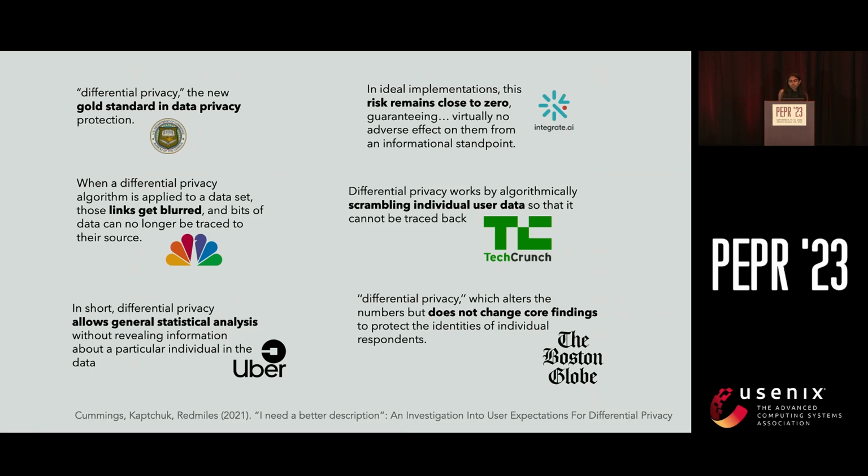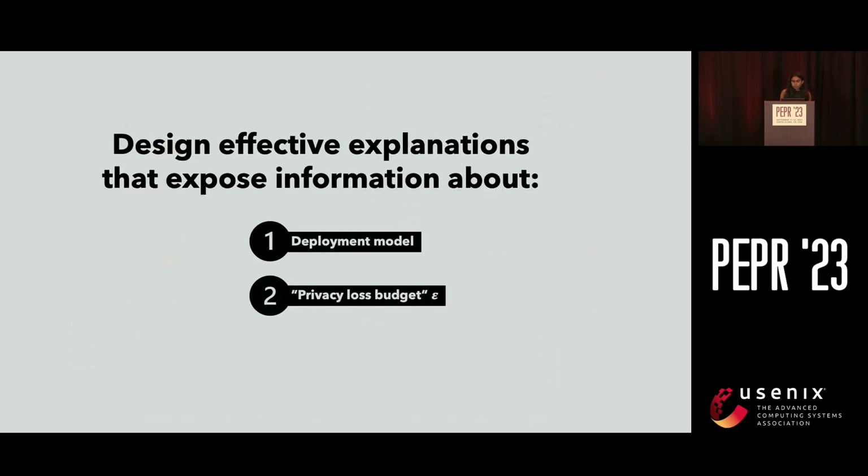And one reason might be that explaining these details is hard. For example, explaining implications of the local versus central model entails instilling in people strong mental models of which information flows are restricted or enabled. And epsilon is hard to explain since it's not only unitless and contextless, but it also implies probabilistic guarantees, and we know that people struggle with reasoning under uncertainty. So our goal was to overcome these challenges and design effective explanations of DP that expose privacy implications related to deployment model and epsilon. So we conducted two separate studies, and today I'll share with you high-level findings about what worked best from each study.